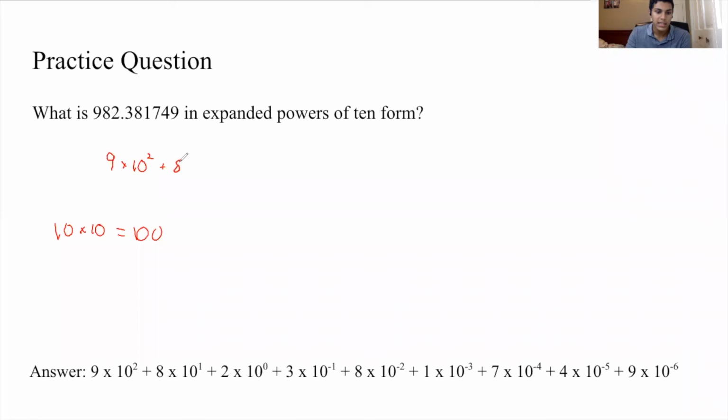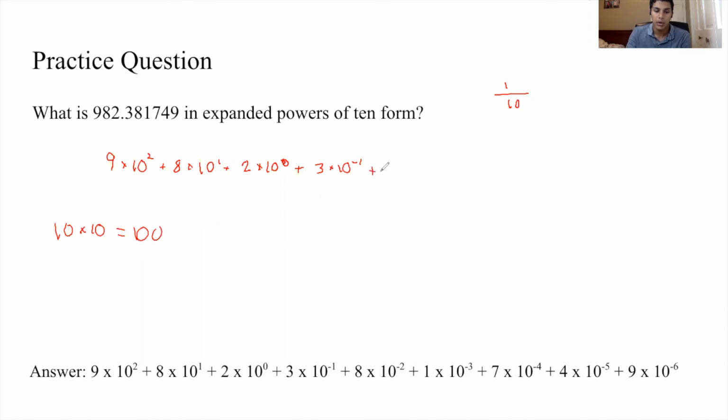So plus 8 times 10 to the power of 1, since we have 8 tens, plus 2 times 10 to the power of 0, because remember, 10 to the power of 0 is equal to 1, and we have 2 ones. Then as we move past the decimal point, we're going to have our negative exponents. So plus 3 times 10 to the power of negative 1. And remember, that represents 1 divided by 10, which is 1/10. And 3 is in our tenths place.